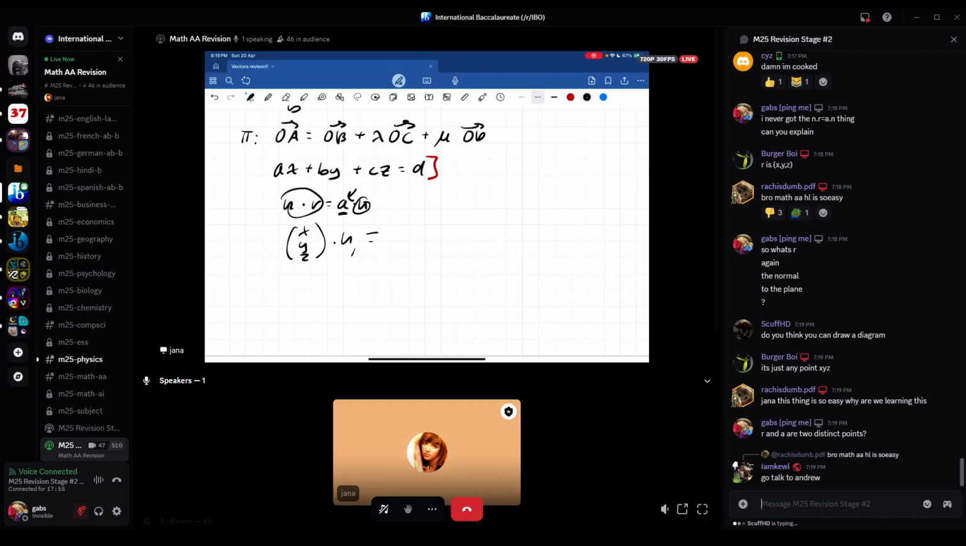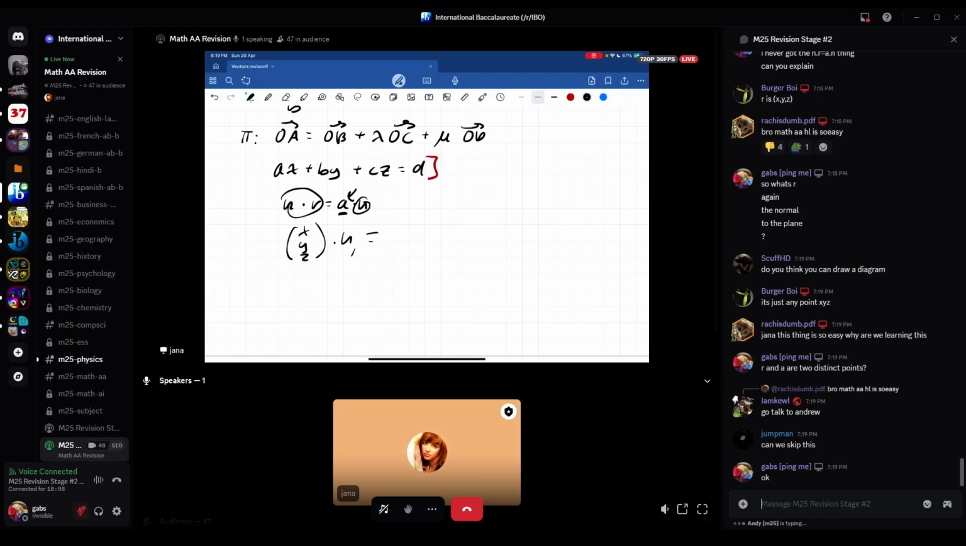Draw a diagram of what? R is any point that lies in the plane. A is a known point in the plane. So we know what A is, and then R can be anything that's in the plane. Well, we can't skip it because someone asked about it.